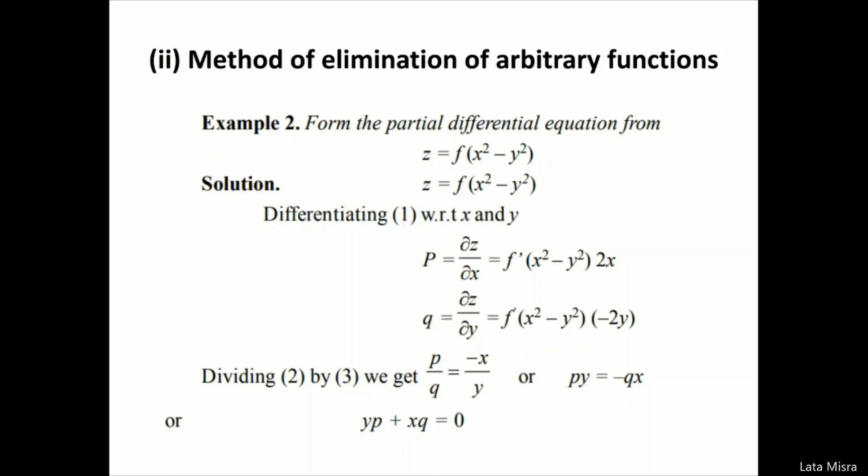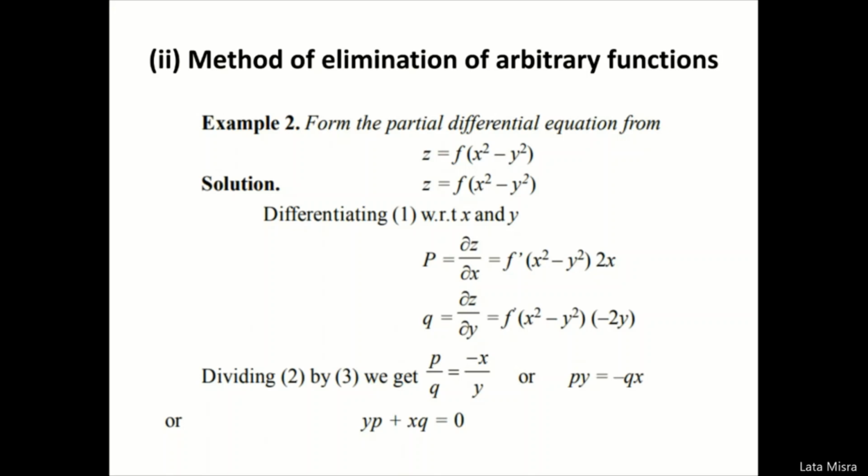Now the other method is by eliminating an arbitrary function. In this method we eliminate a common function between two terms. For example, we have a function z equals f of (x square minus y square). So here we don't have any constant, we have only a function. Just start by partially differentiating with respect to x, that is del z by del x, and the notation of del z by del x is small p.